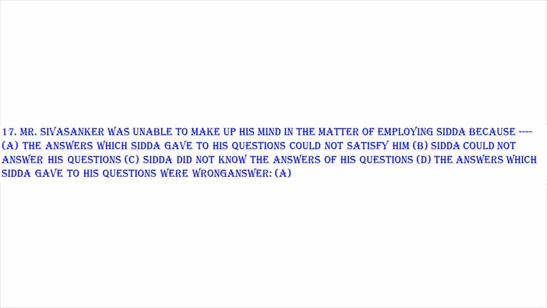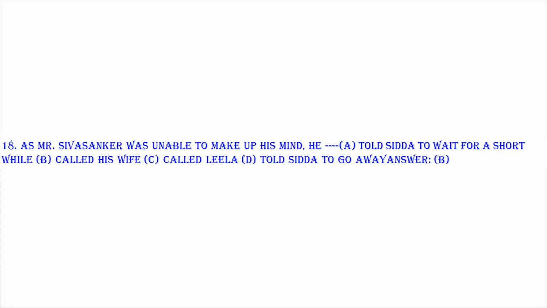17. Mr. Shivasankar was unable to make up his mind in the matter of employing Siddha because, A. The answers which Siddha gave to his questions could not satisfy him, B. Siddha could not answer his questions, C. Siddha did not know the answers of his questions, D. The answers which Siddha gave to his questions were wrong. Answer, A.